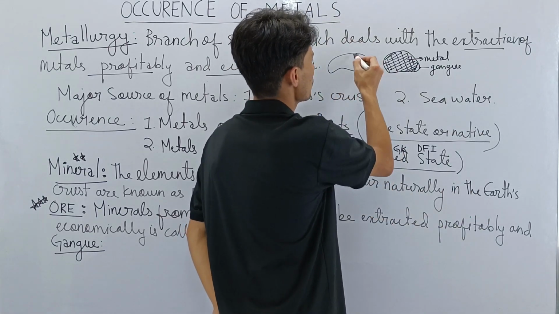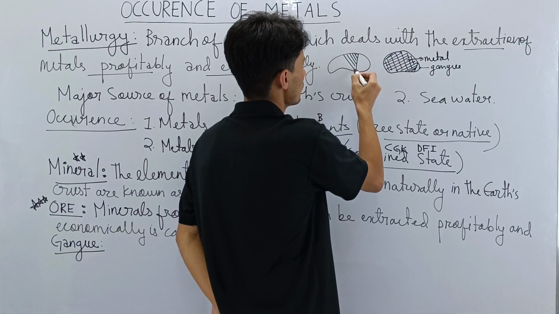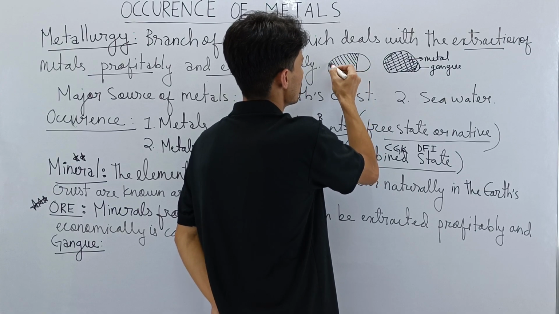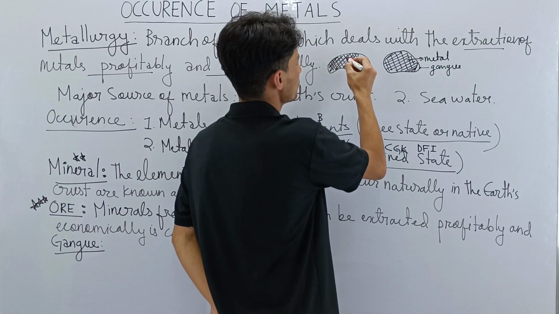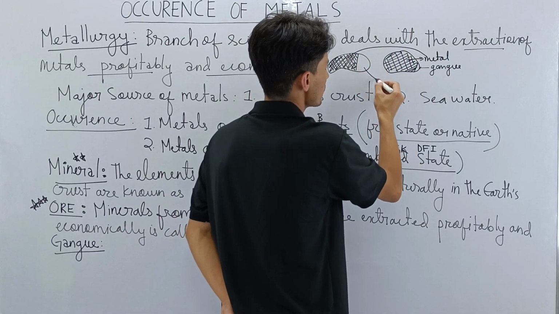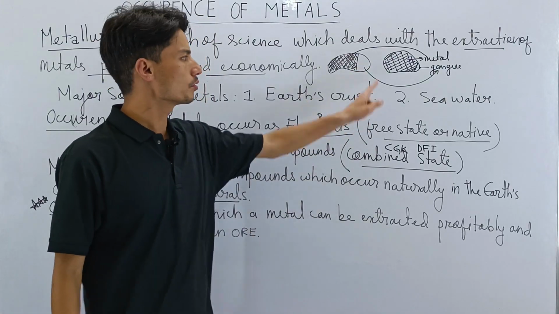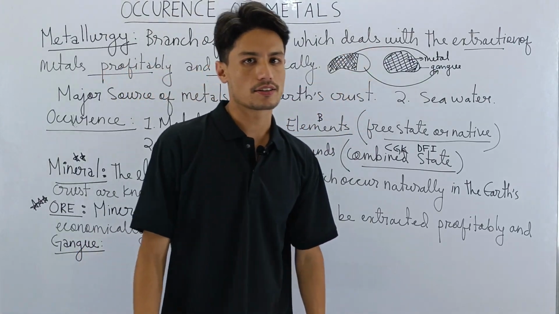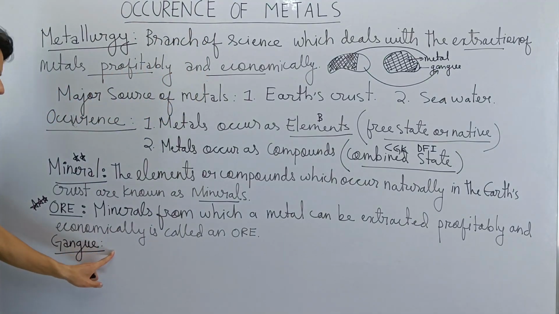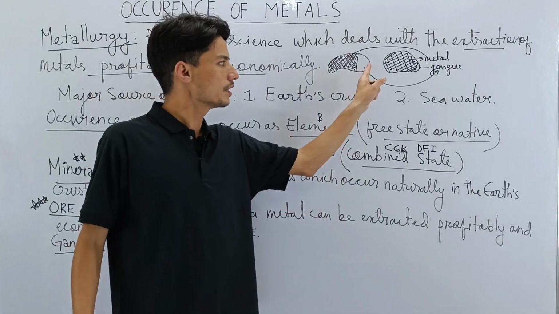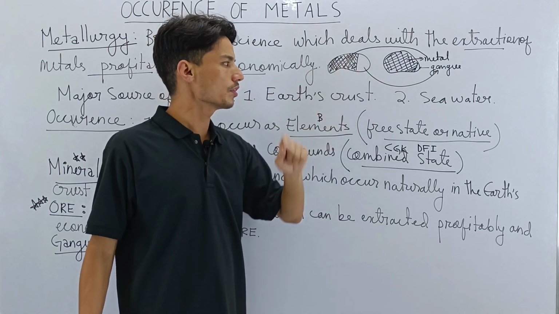If this figure is too small, then let's do it like this. This black part is the metal, and the gangue is this one. So the white part is the gangue, the impurity. You don't need this one. So this will be called the gangue. The impurities present in the ore are called gangue.